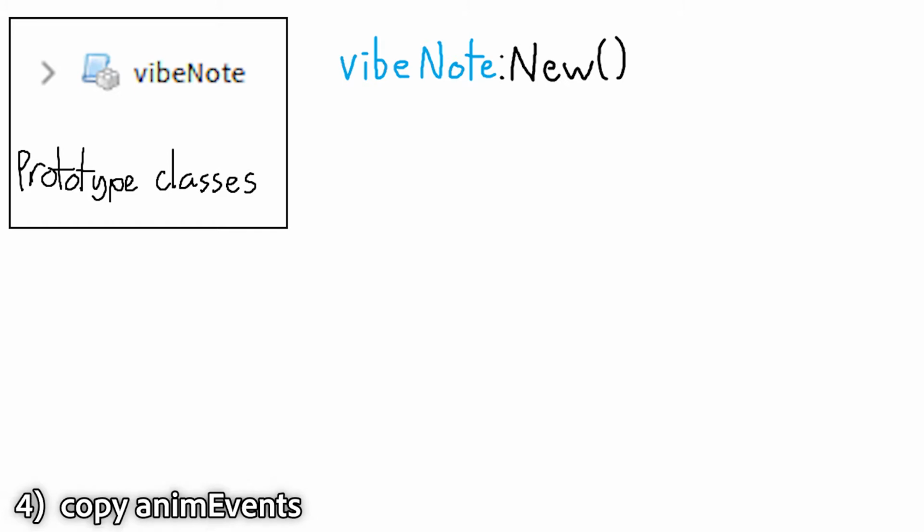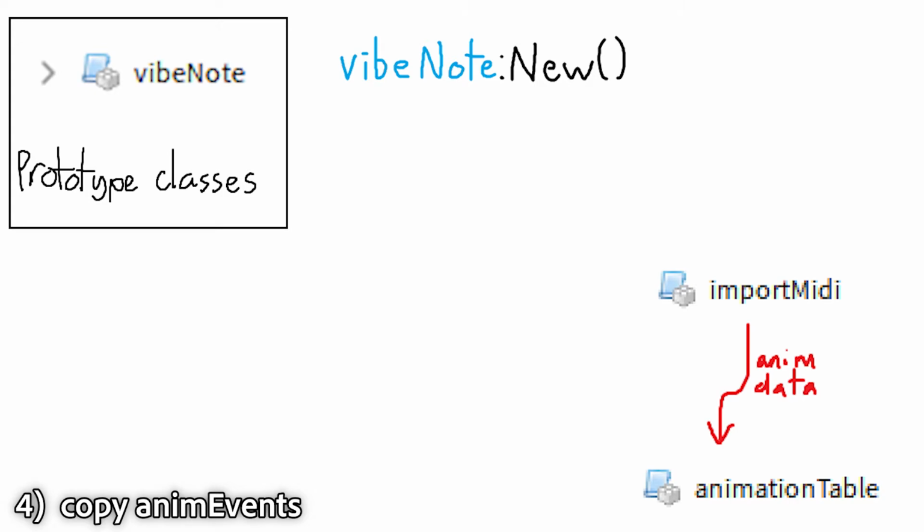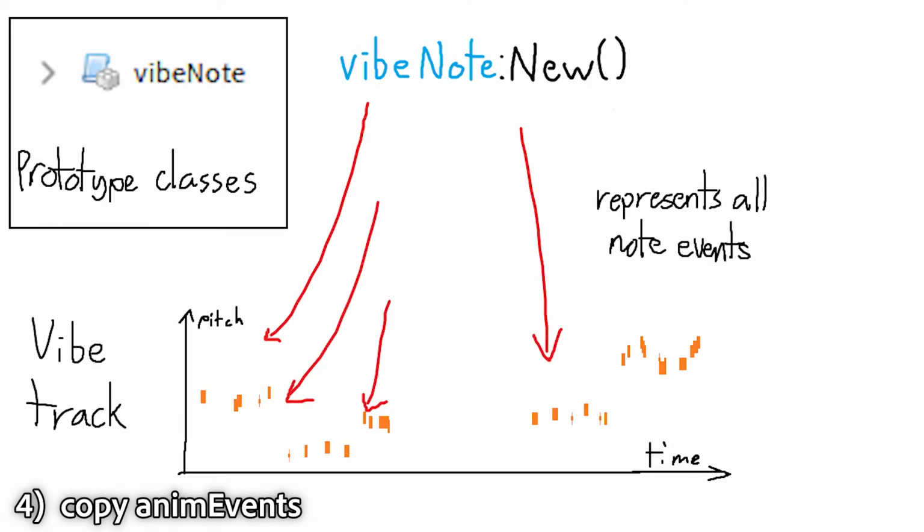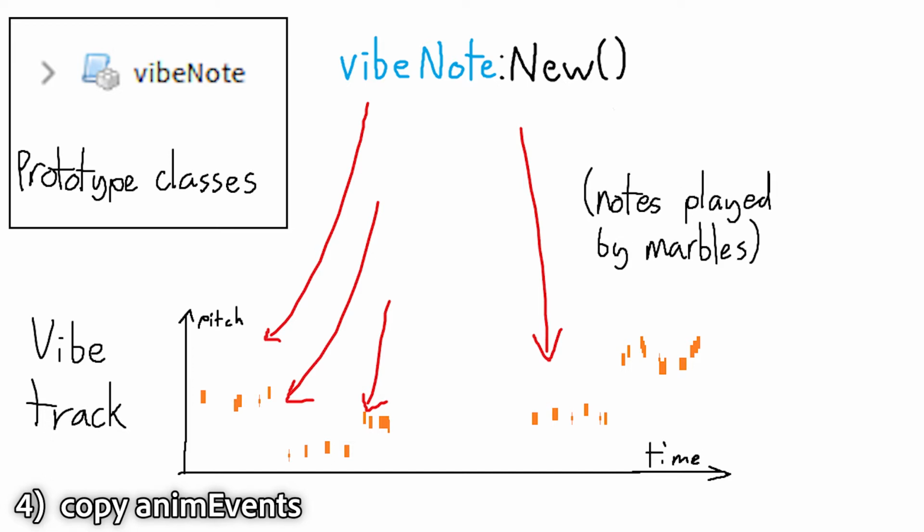Fourth, we then use these prototypes alongside the note data we stored in anim table to create all of the animation objects. In Pipe Dream, there's a 1-to-1 correspondence of notes being played and marbles fired out. So you can think of this code as handling all of the marble animations.